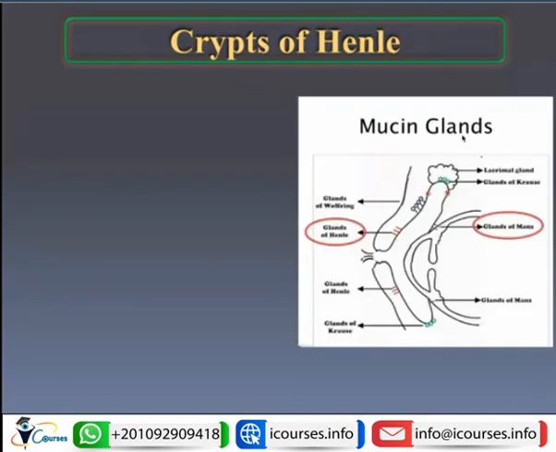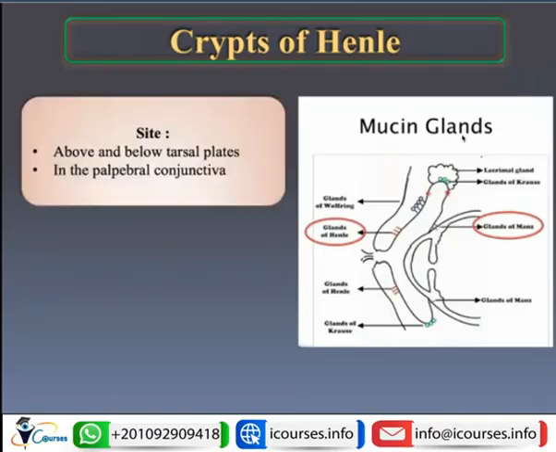Then we have some crypts that are not true glands, but just folds. These are called crypts of Henle. Crypts of Henle are present above and below the tarsal plate. So here is the upper tarsus, and they will be above the upper tarsus. And here is the lower tarsal plate, and they will be below the lower tarsus. So you can remember that they are present at the site of the tarsal muscles.